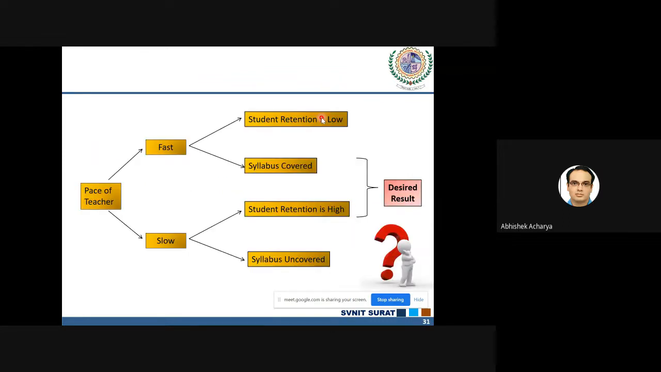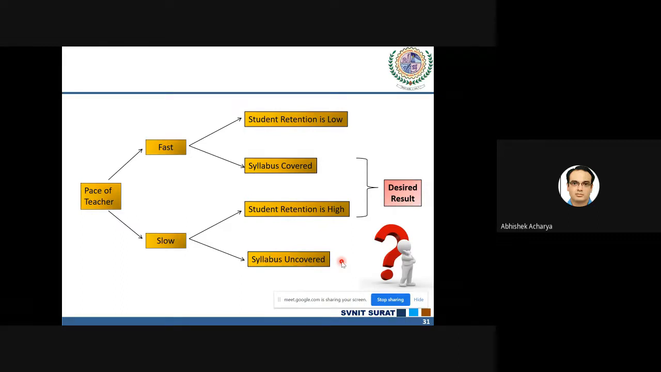So now let us see how we can analyze this whole process. It is the pace of teacher. The pace of teacher can be fast, it can be slow. If it is fast, then what are the possibilities? The student retention is low, but the syllabus will be covered. If the pace is fast, then the syllabus will definitely be covered. Now look at the second aspect. When the pace of teacher is slow, the student retention will be very high. That is good for the student. Now, if you are only customer centric, it will be very good. But at the same time, you will not be able to cover the whole syllabus.